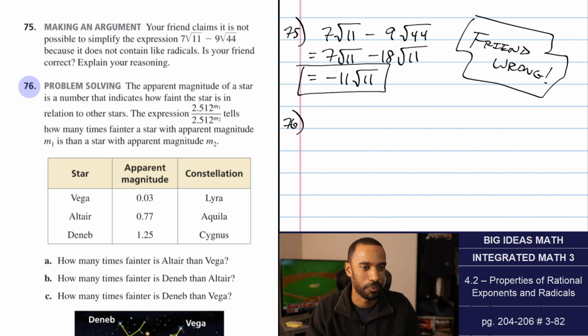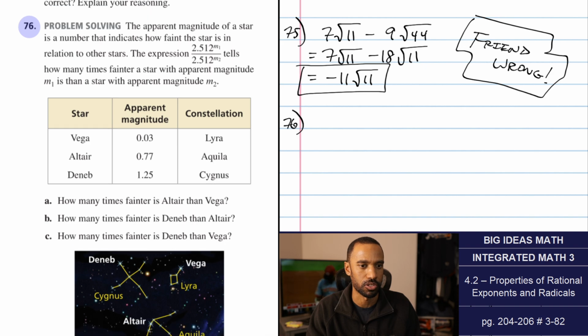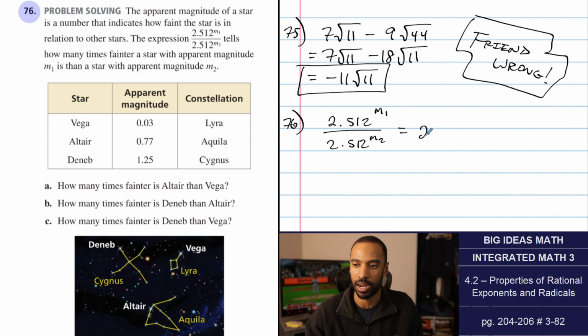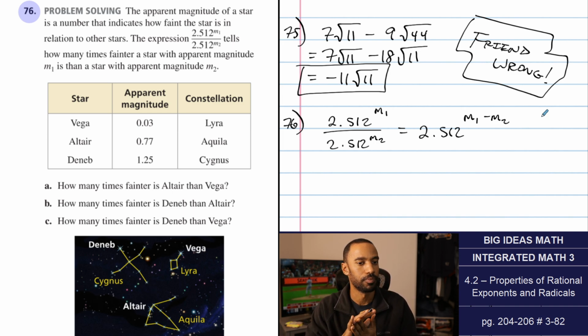So, anyway, number 76 on problem solving. The apparent magnitude of a star is a number that indicates how faint the star is in relation to other stars. The expression here tells how many times fainter a star with apparent magnitude M1 is than a star with apparent magnitude M2. There's a whole table and all that. I'm going to start by writing that out. You can't cancel these things out through division like this. What you can do is rewrite it as 2.512 to the M1 minus M2 power. So we can work it out that way. Just make sure you're in parentheses when you do it in the calculator.